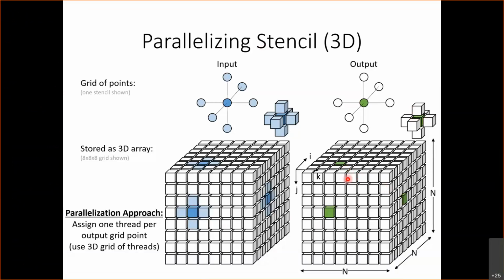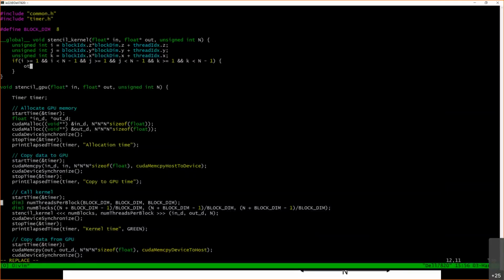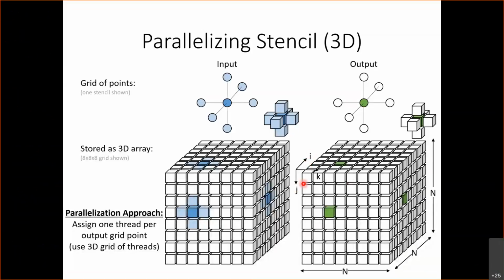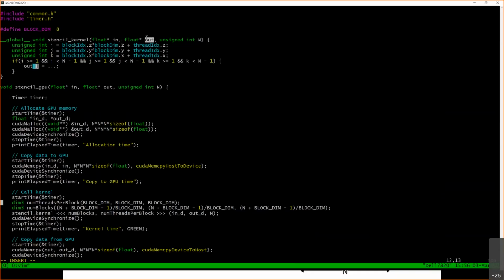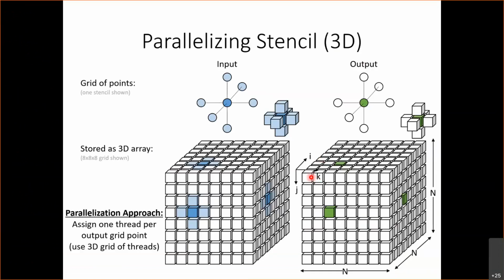So I'm going to do out of the element is going to be equal to some combination of the input elements. First, let's calculate the index of the output. If I want to calculate the index of the output, I have my indices i, j, and k, and this input and output was dynamically allocated, so it's a linear array. So I need to take my three indices i, j, and k and convert them into a linear index to access this whole 3D array.